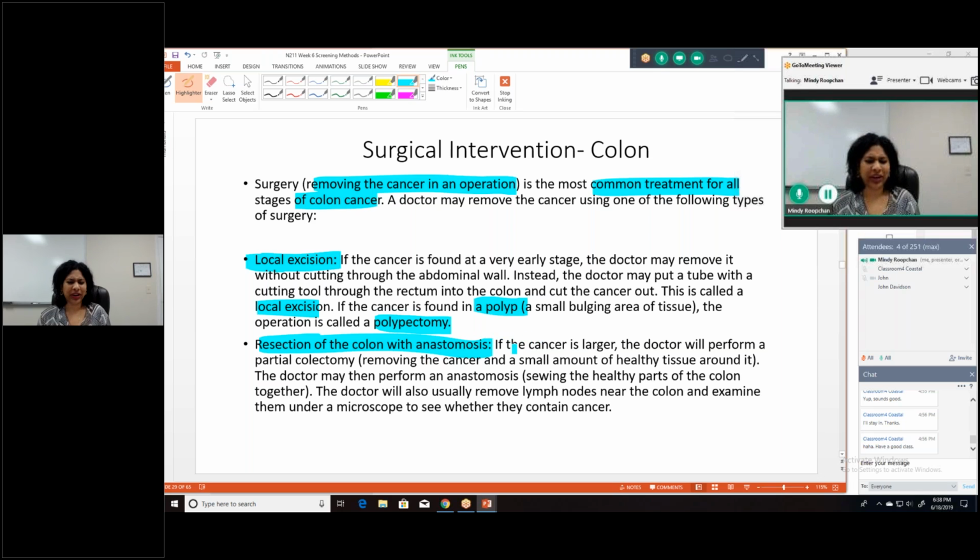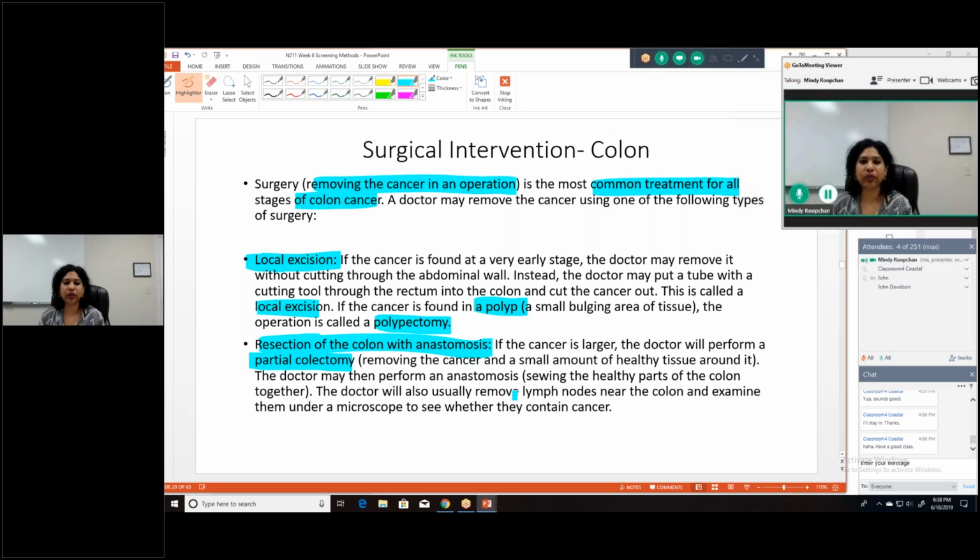Anastomoses. If the cancer is larger, the doctor is going to perform a partial colectomy where they remove the cancer and a small area of healthy tissue around it. The doctor is then going to sew the healthy parts together. That's the word I couldn't say, anastomoses.